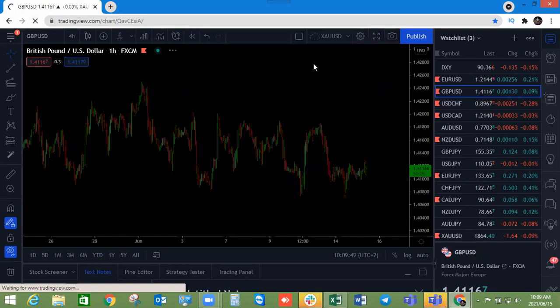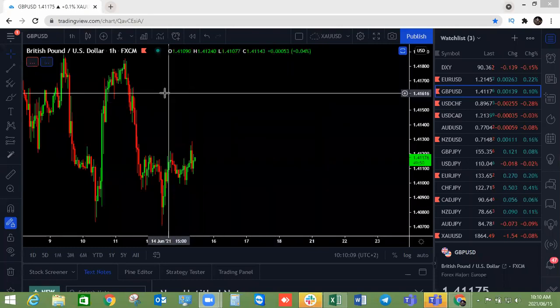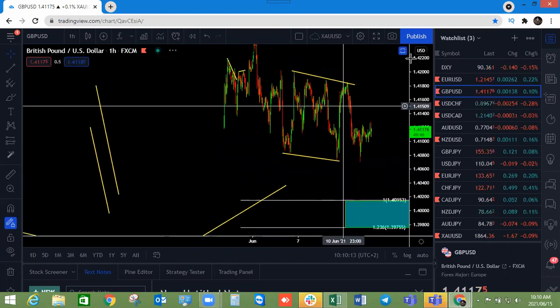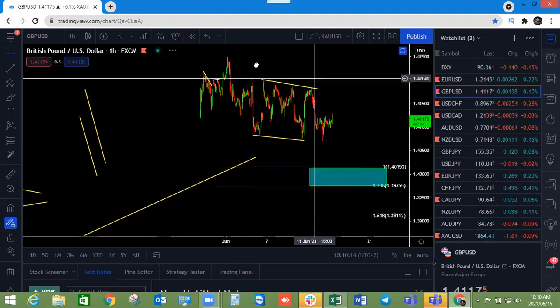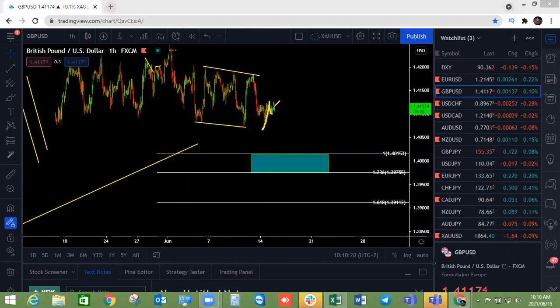Let me just reload my charts here first. Right, so that is pound US dollar. So this is what we looked for yesterday, for this to get to trade into the blue box. We are not there yet. We're still waiting for this to do that into the blue box.